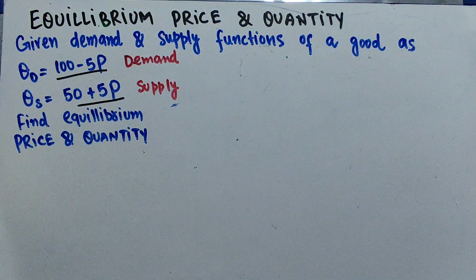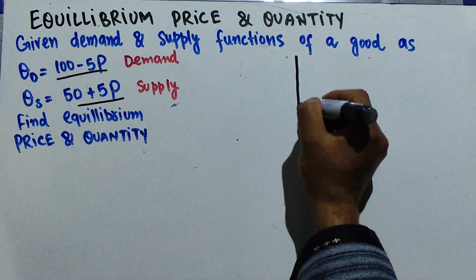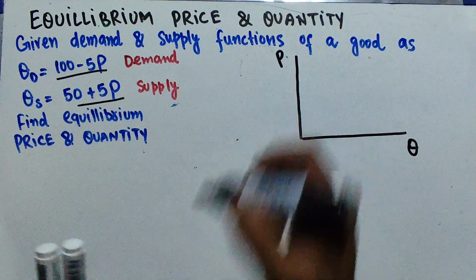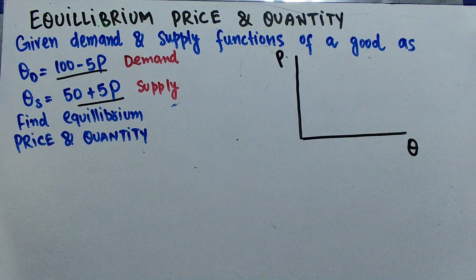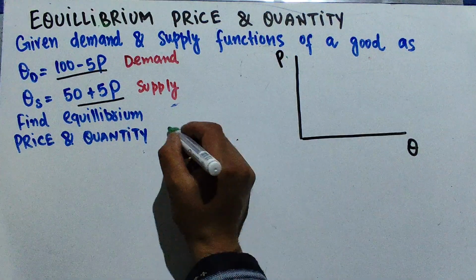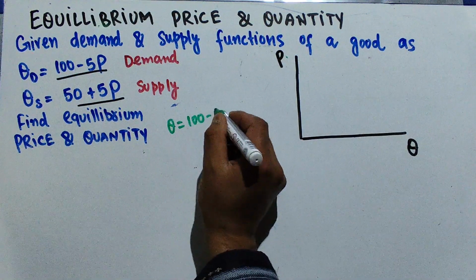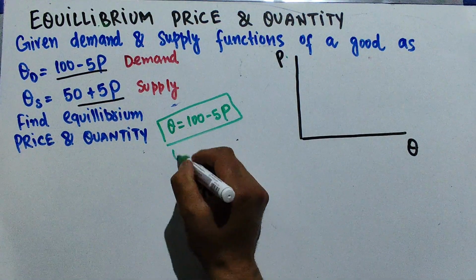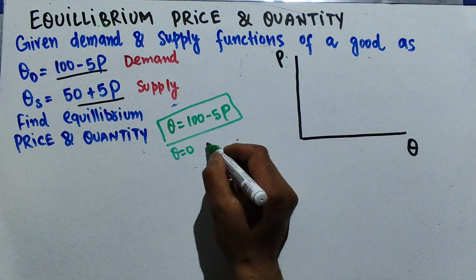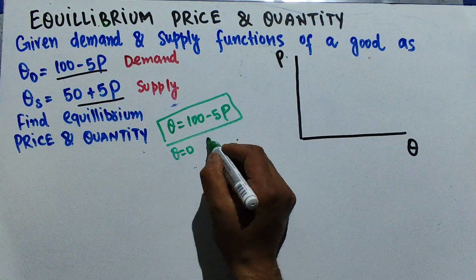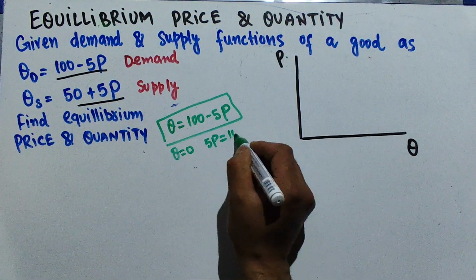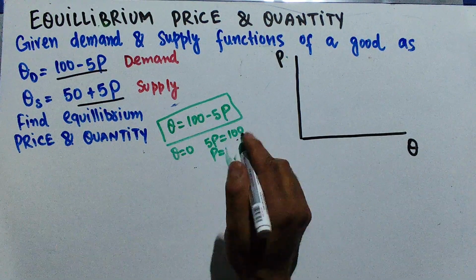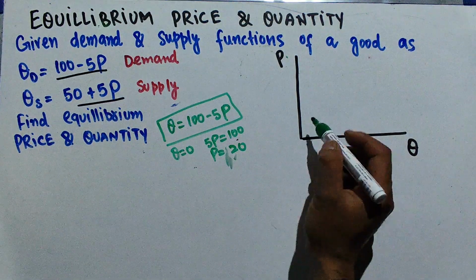Now we know that at equilibrium what exactly happens. If I draw the graph here, with the quantity on the horizontal axis and price on the vertical axis, first I draw this demand function, Q is equal to 100 minus 5P. If Q is equal to 0 in this equation, then 5P will be equal to 100. That gives us P equal to 100 divided by 5, which is 20. So when Q is equal to 0, P is equal to 20.